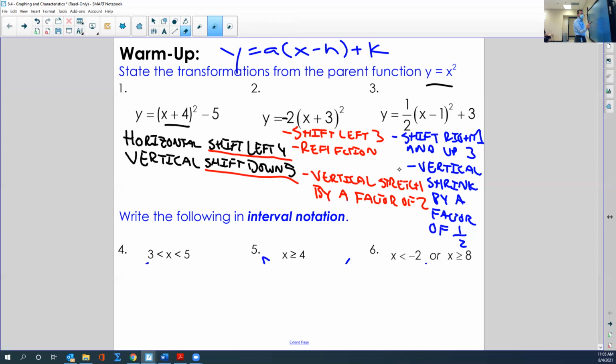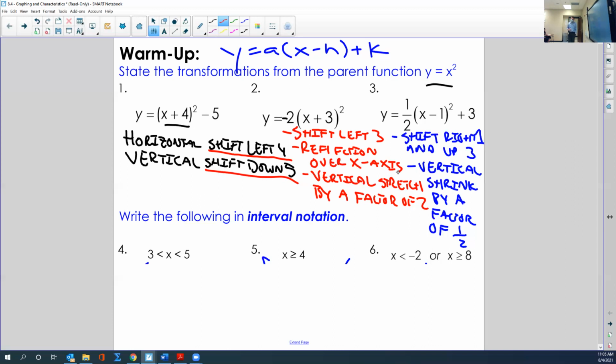I have to write this again. But a reflection over the x-axis because of the negative being out front. And then you have a vertical stretch by a factor of 2. Notice that it is +2. The negative part talks about the reflection, and the stretch factor is the absolute value of A.